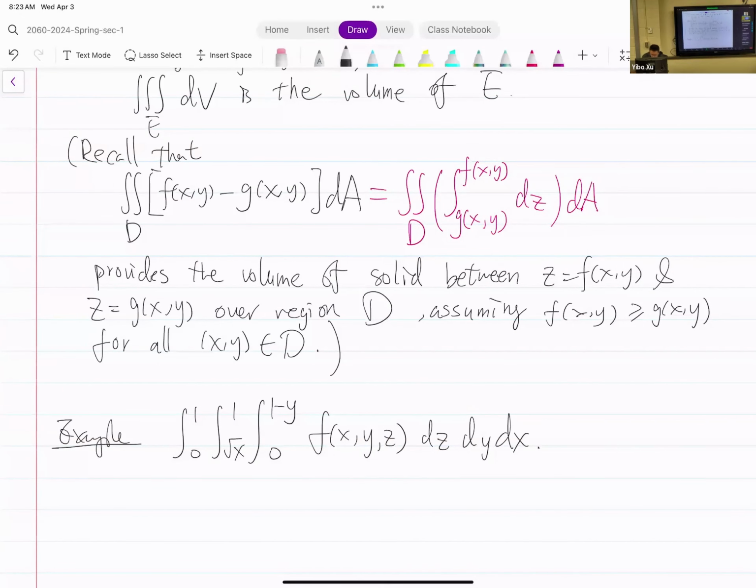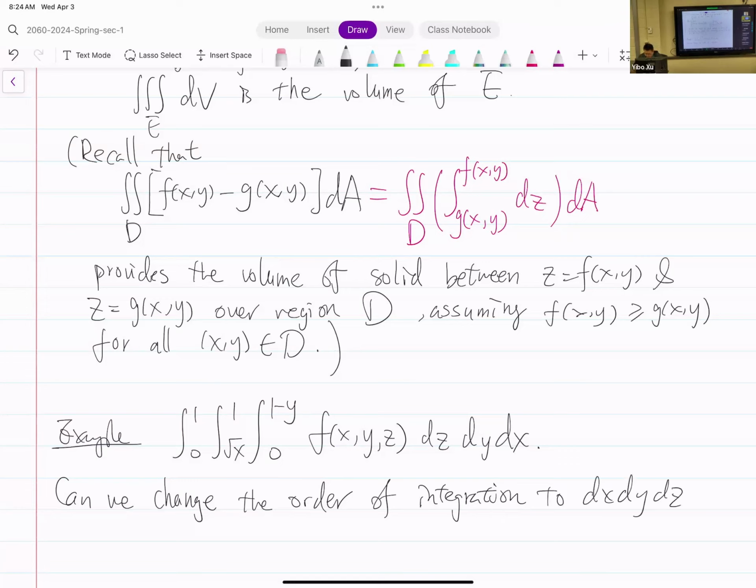So here the question is, can we change the order of integration to dx dy dz? Okay, so here we are given an iterated triple integral in the order of dz dy dx. And here we want to interchange the order into dx dy dz.